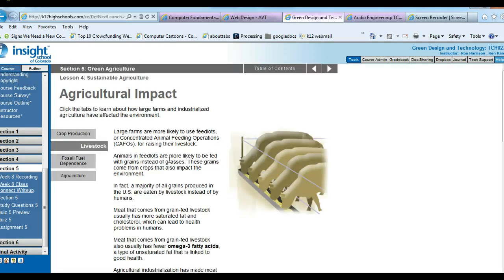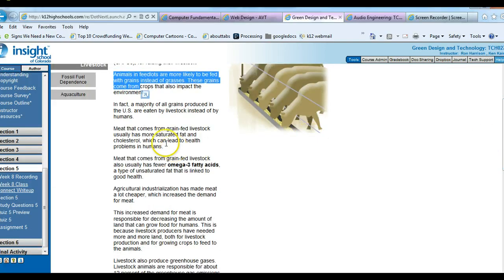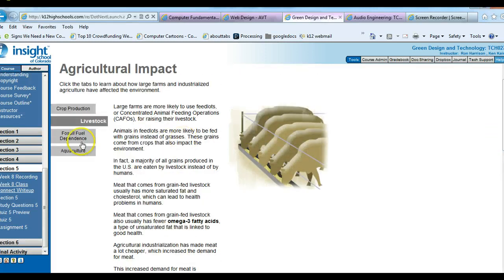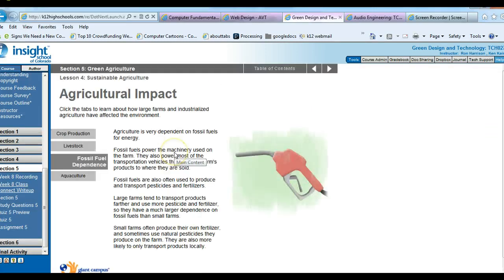Agricultural impact of livestock. So again, talking about feedlots. Also the fact that grain-fed livestock has fewer omega acids, so there are many different reasons that you might want to use sustainably grown foods. Fossil fuels. Fossil fuels power the machinery on these giant farms. Little farms use them too, but sometimes they produce their own fertilizer, use natural pesticides, etc. Big farms don't do that.